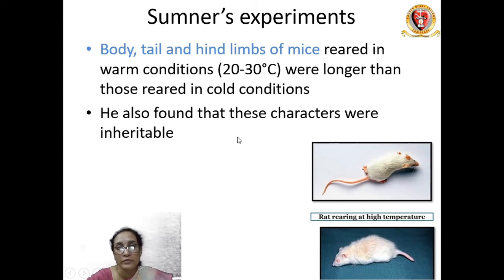Sumner tried to prove Lamarck. He found that the body, the tail, and the hind limbs of mice, which were reared in warmer conditions, were longer than those reared in cold conditions, and he found that these characters could be inherited.